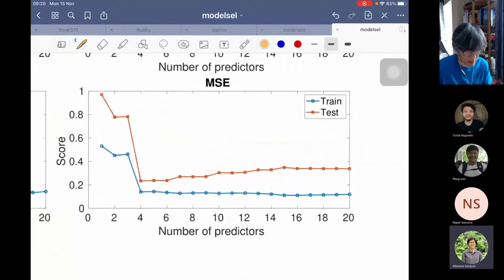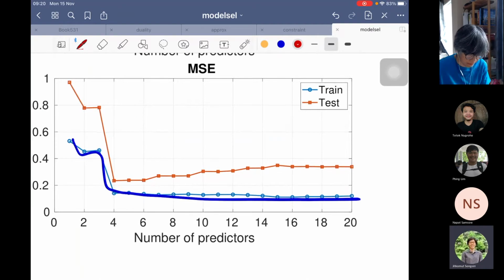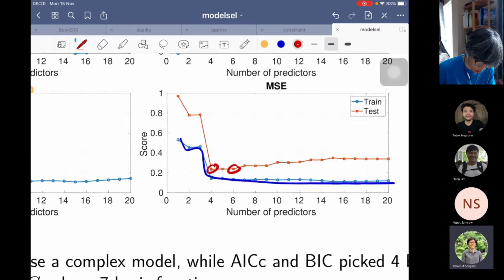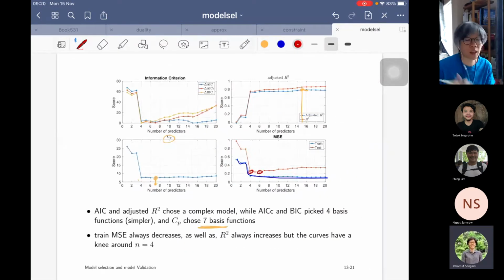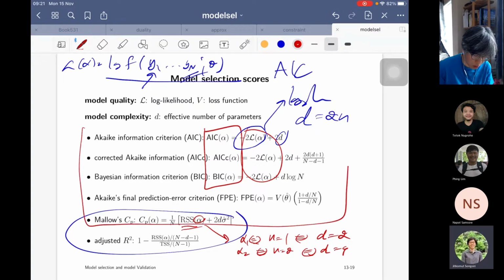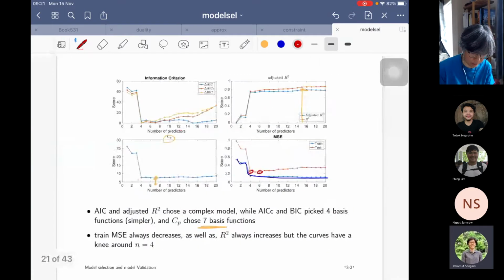And now I plot test and train MSE. From this graph again, train MSE is always decreasing, but the test MSE starts to rise again at some point. At which point, Ping? Around 4, maybe 4 or 6. We're not sure from the graph, all right? We have to take a look at the numbers. So from this graph you get some idea how these model selection scores work. It depends on the score description: AIC, AICC, BIC, and FPE. For the first 5, we pick the model that minimizes these scores. Only for adjusted R-square, we pick the model that has the maximum adjusted R-square.